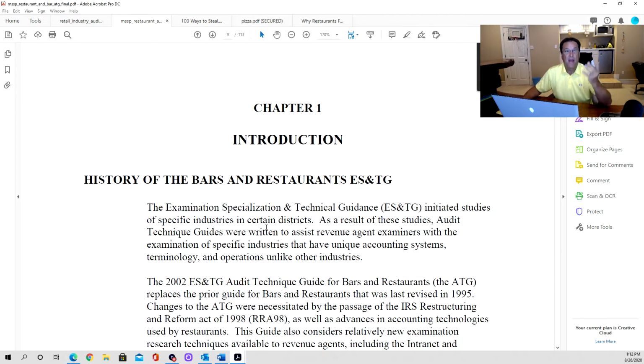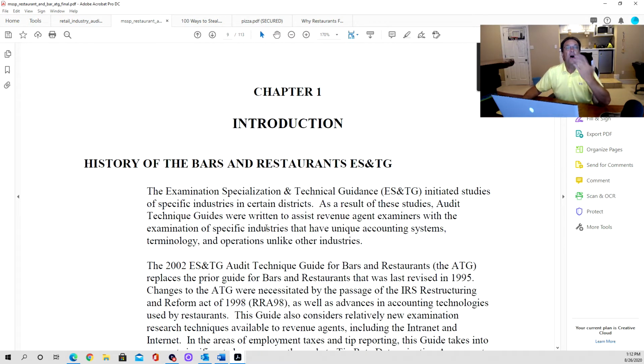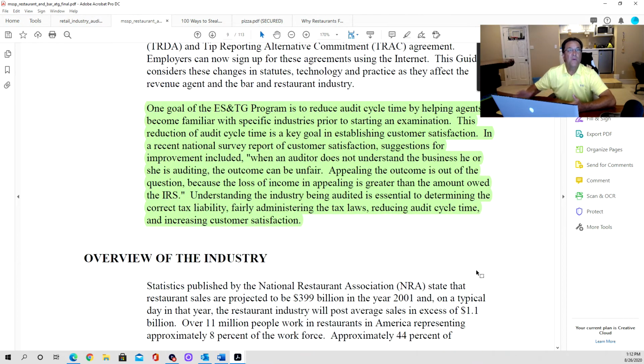specialization programs. And in this examination special, early on, back here in 2002, was when this all started, where we've ended up at the audit technique guides on the IRS website. They went in by industry, but this was an early on. And here is one of the goals, and you should know this, is to reduce audit cycle time by helping agents become familiar with specific industries prior to starting an examination. This reduction of audit cycle time is key goal in establishing customer satisfaction.